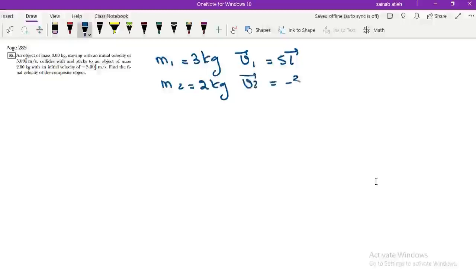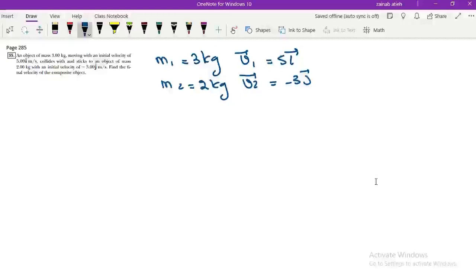This collision is not collinear because one vector is along i, the other is along j, so both vectors are making an angle of 90 degrees between them. So this is a collision in a plane and not a collinear collision. He's asking to find the final velocity of the composite object. Because the two objects are sticking together and moving as one object, this is a perfectly inelastic collision. I cannot use the conservation of kinetic energy.